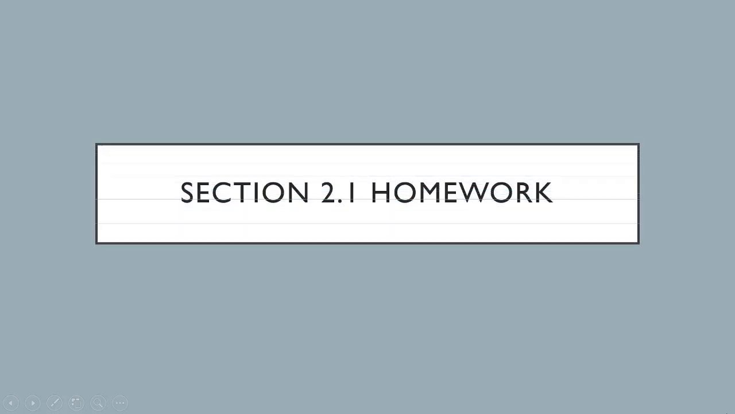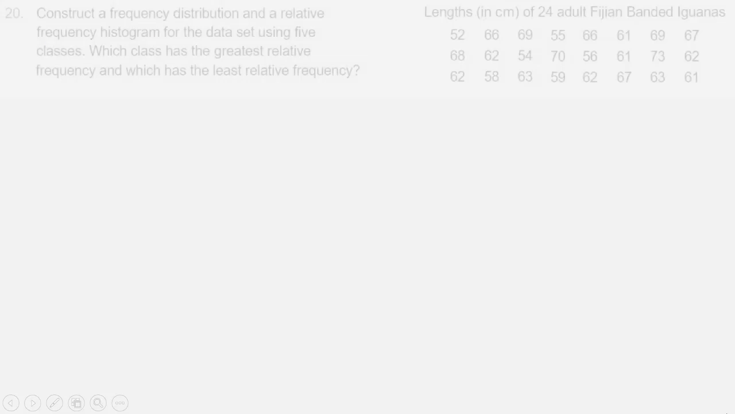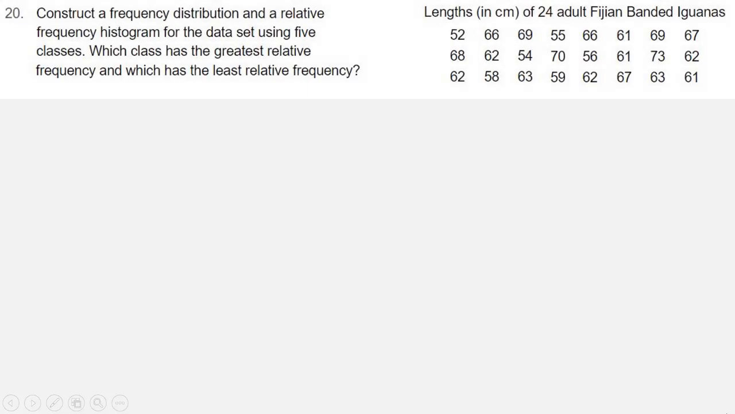We're looking at homework from section 2.1. This is question number 20. Construct a frequency distribution and a relative frequency histogram for the data set using 5 classes. Which class has the greatest relative frequency and which has the least relative frequency? And we have a set of 24 lengths of adult Fijian banded iguanas and their lengths.